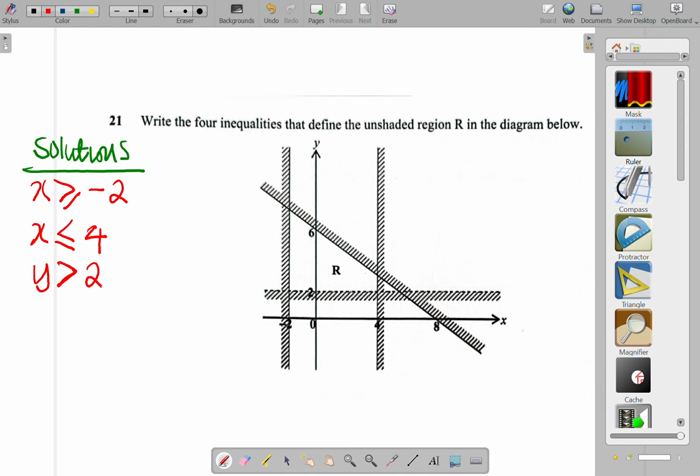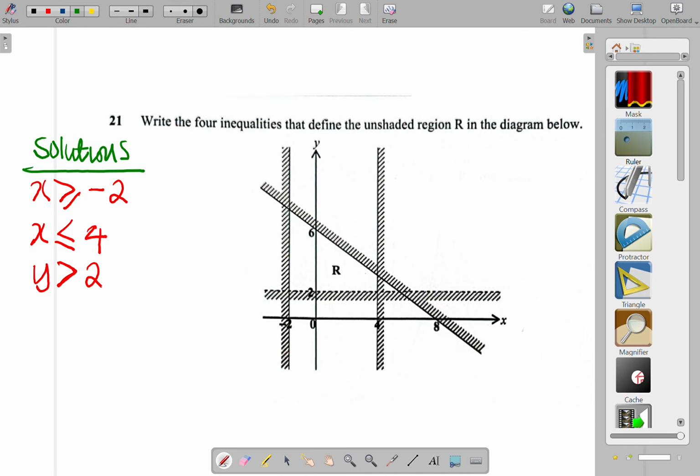Now, the last one is this line here. Look at this line. This is going to be our last line. Here I'm going to apply certain techniques for me to solve this. The first thing is to find the gradient.